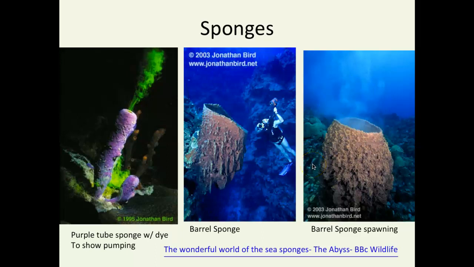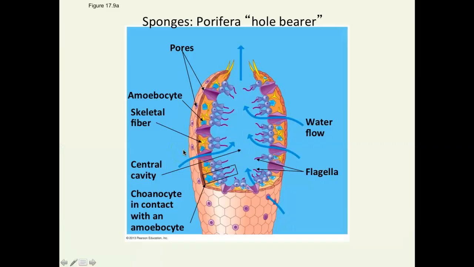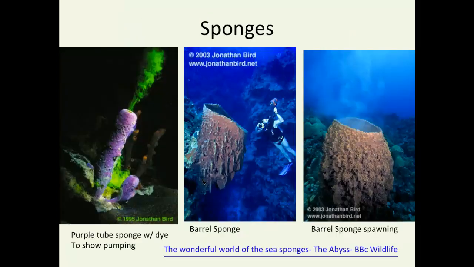So there are no true organs here, no nervous system, just organized in a loose way, but no true tissues as well with the phylum Porifera. So you want to remember a sponge as your organism to remember this phylum by.